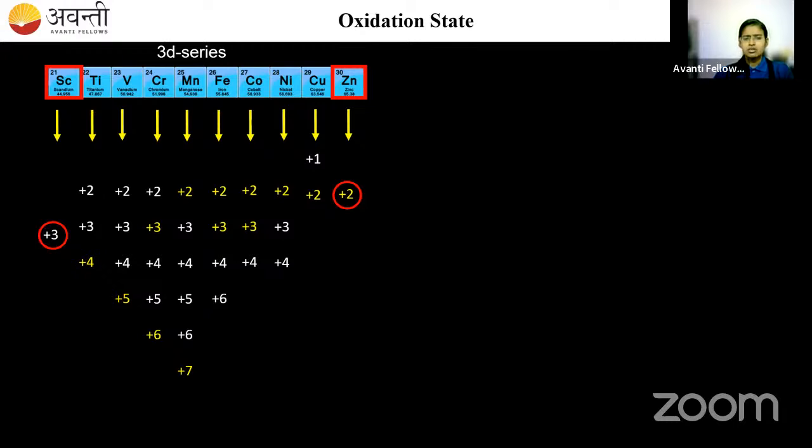No, my dear, chromium does not have a +1 oxidation state. No, it is copper. I will come to those stories later. Don't worry, Sakshi. I will discuss this +1 oxidation state of copper. It is not chromium. Chromium cannot have +1 oxidation state.